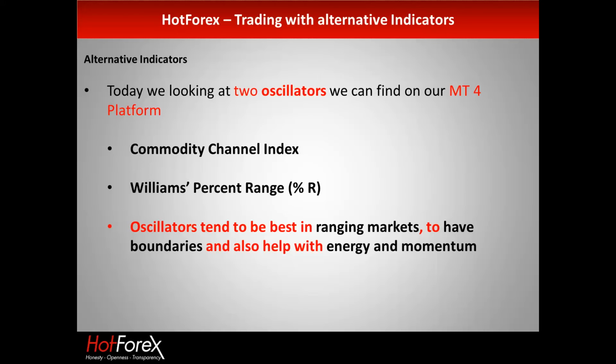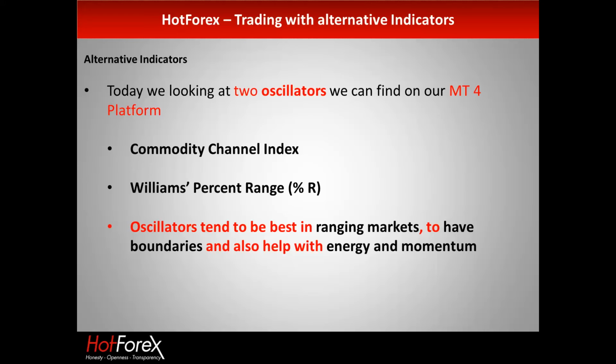The CCI, or the Commodity Channel Index, spelt correctly this time. And on our MT4, the other one is written as the Williams Percent Range, or on some other platforms you see it as %R in brackets, and that's how it's quite commonly known, as percentage R. Both of these are oscillators.